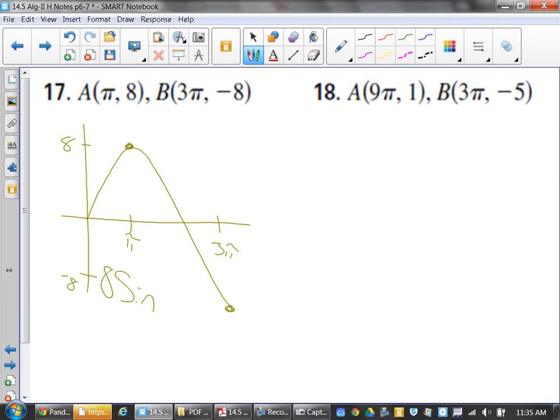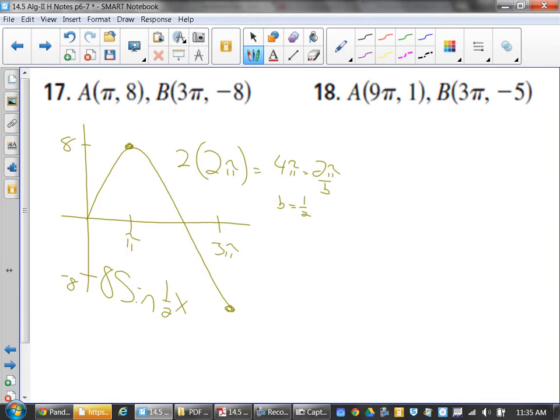And it's positive because it's maximum. How far apart is pi and 2 pi? Pi. Yes, so there are 2 pi. Double it. So b is 1/2. So your equation is 8 sine 1/2 x. Perfect. Wow. I always forget to double it.